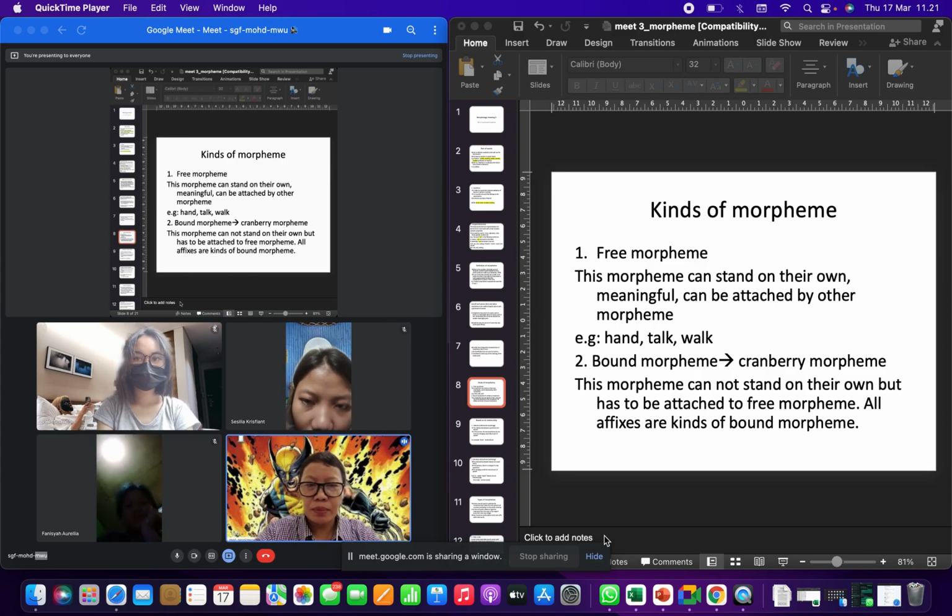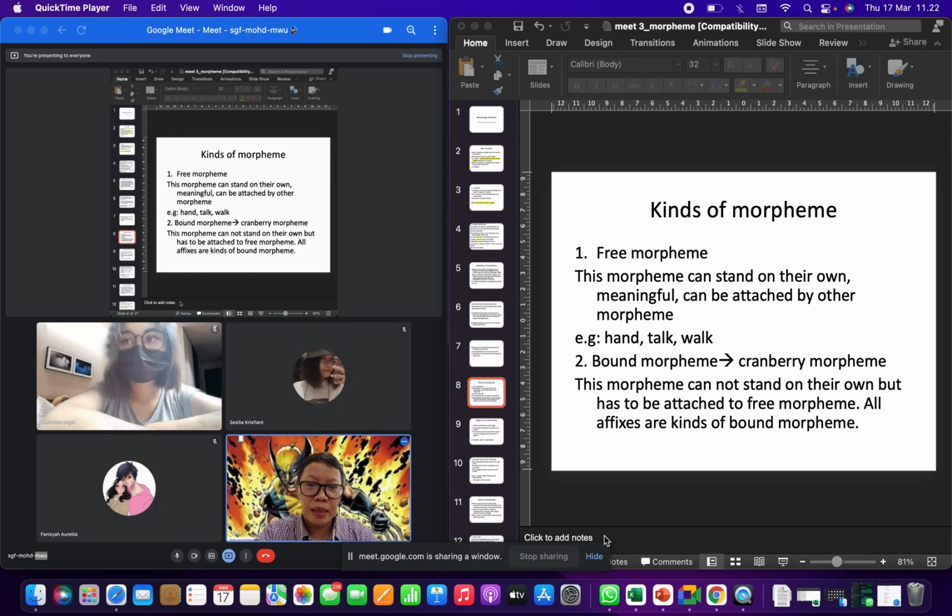Now, when we talk about bound morpheme, we understand that all affixes are kinds of bound morpheme, but those affixes can have different meanings when they attach to the free morpheme. For example, I have the free morpheme hand and I put the suffix ed. The suffix ed is our bound morpheme. When I use the suffix ed alone, I don't have any meaning, but when I attach this suffix to the free morpheme, it has meaning.